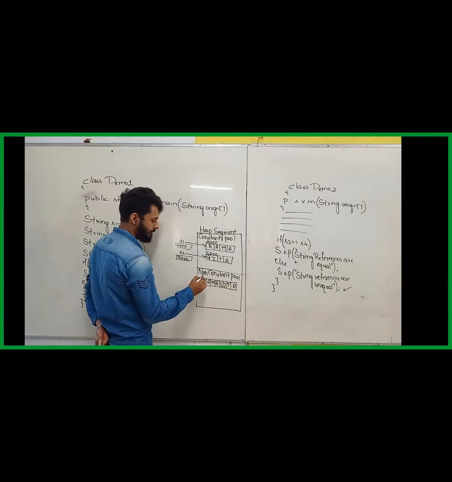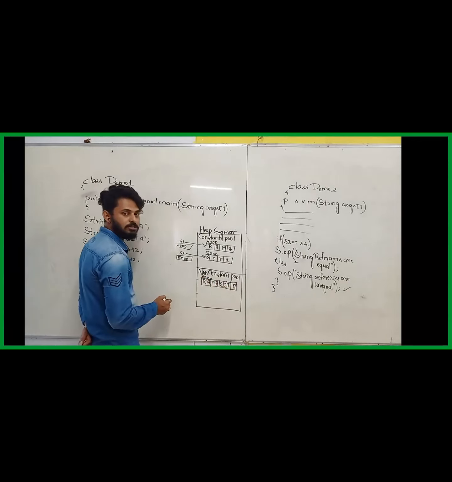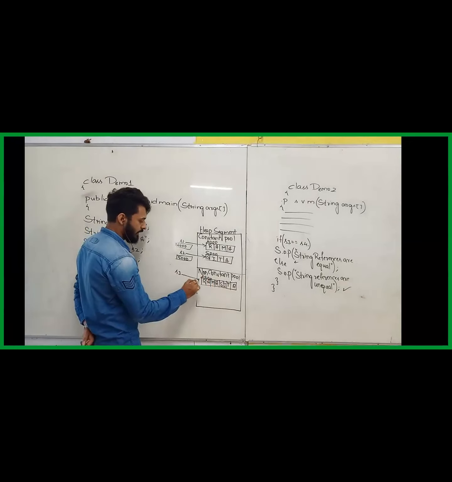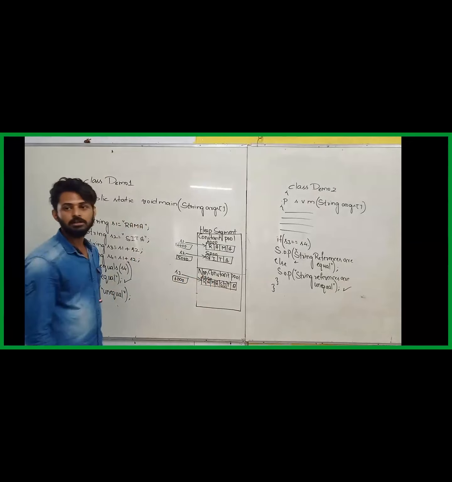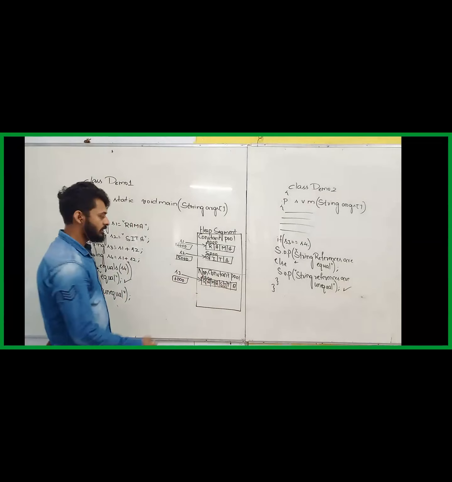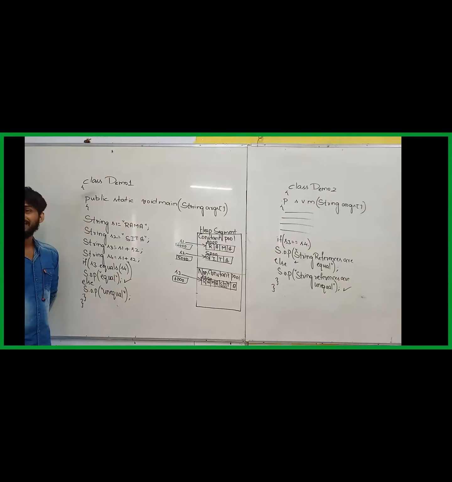Here the address will be 6000, and here this will be your S3, and here it will be 6000. Got it? Yes or no? So next, S4. Where will S4 be created?